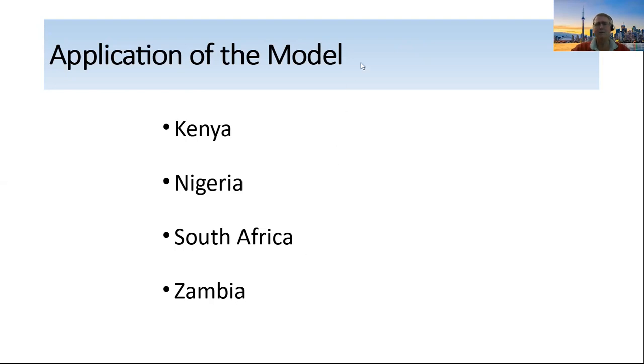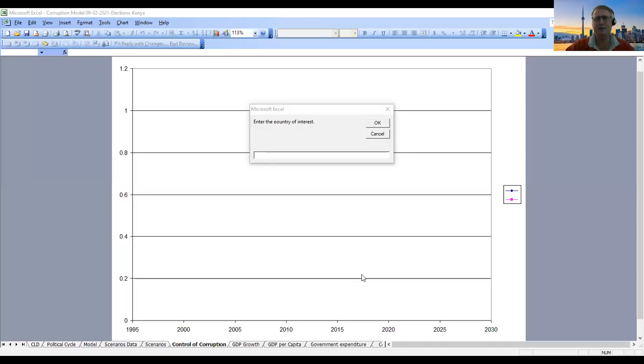So one of the things that you might find interesting in this work is that we took our VenSim model and we converted it to an Excel spreadsheet, and then we used macros to extract the data from the databases and build generic models for all of the different countries. So I'll just show you how the model works.